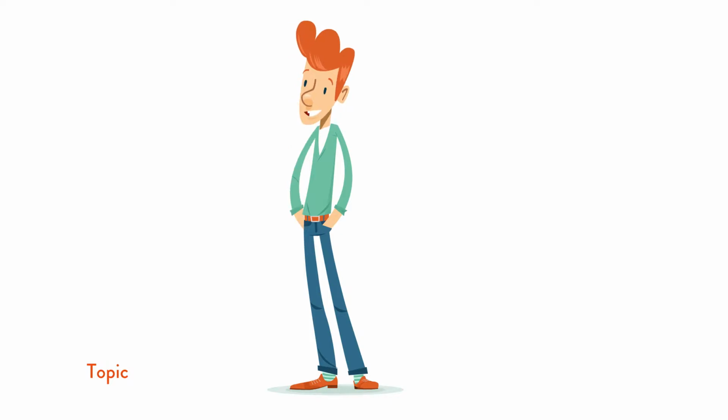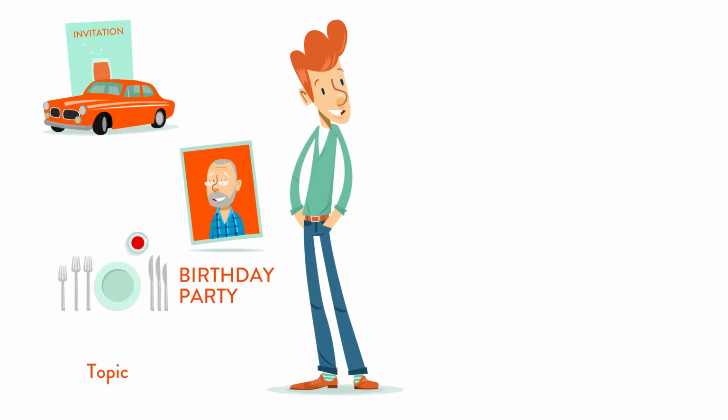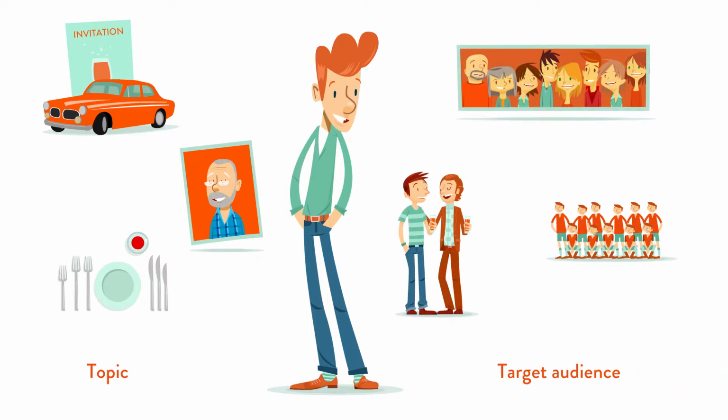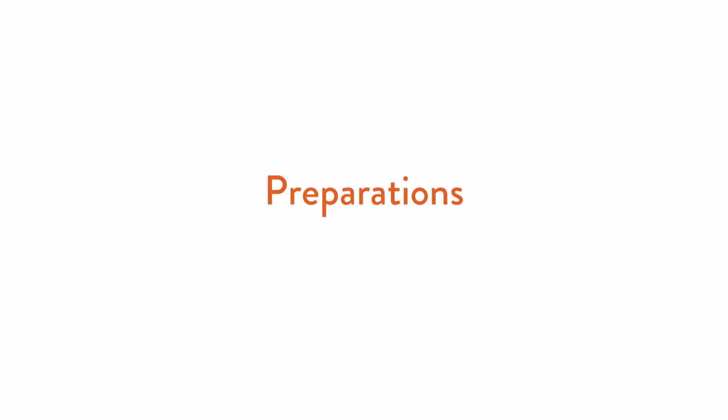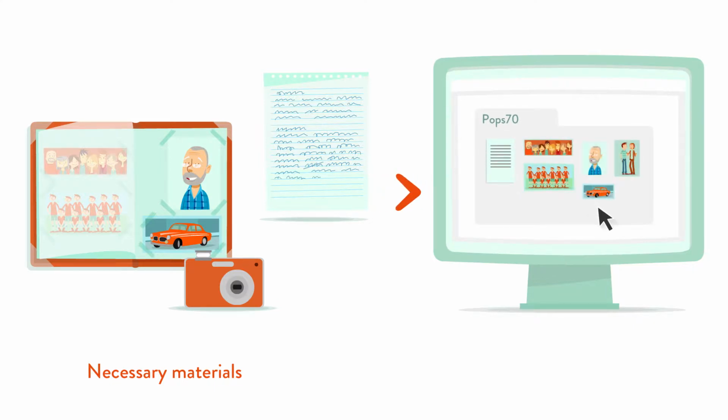Is it your first time making a newspaper with Happiedays? Then choose your topic, for example, an invitation to Grandad's 70th birthday party, and make a list of the people you want to send a copy of your newspaper to. Make sure you have all the necessary material. Create a folder on your computer with all the text and images that you want to include in your newspaper. This will make things much easier once you start the process.